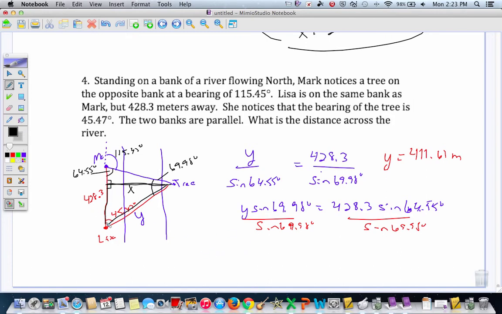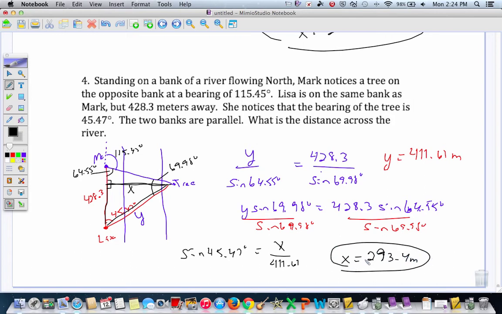So now if we come back over here, I have a right triangle that I have the hypotenuse of because we just found that hypotenuse. So looking at what I'm trying to find, the opposite side from this angle here, 45.47. I have the hypotenuse. So back to our right triangle trigonometry, the sine of 45.47 degrees equals the opposite side x over our 411.61. And if I multiply both sides by 411.61, I'll be able to solve for x, and x is about 293.4 meters.